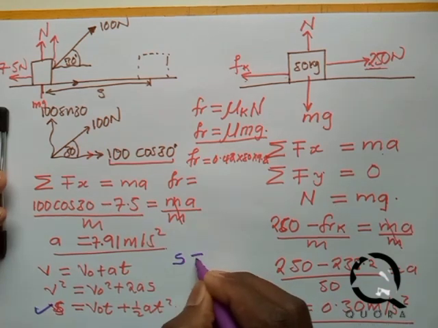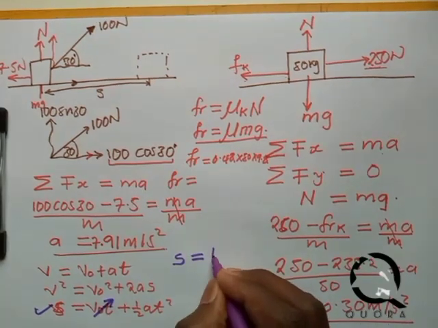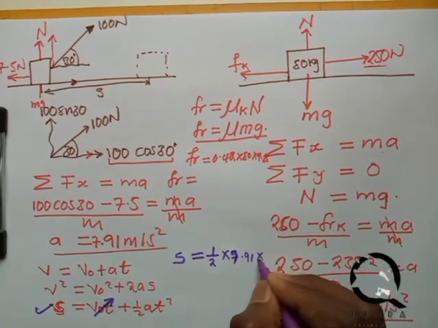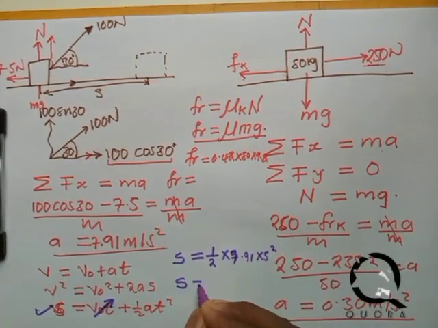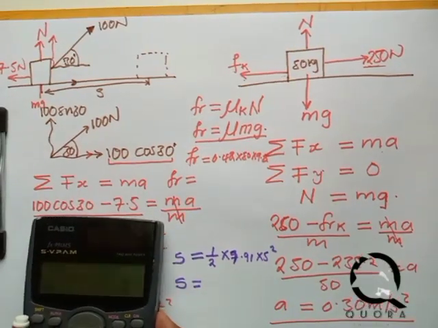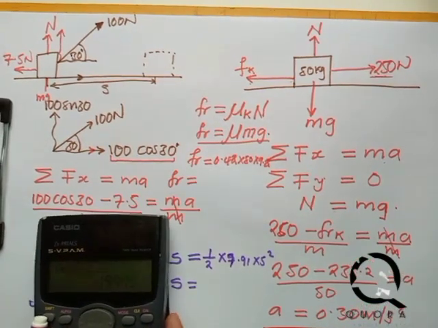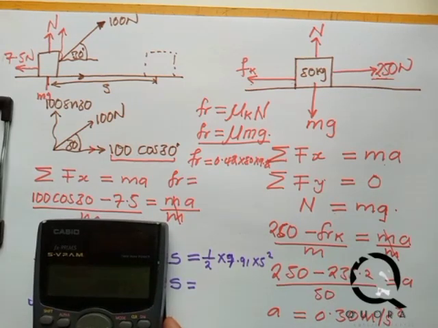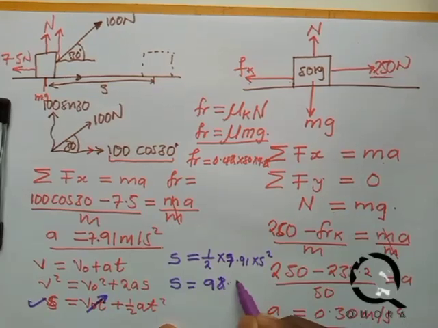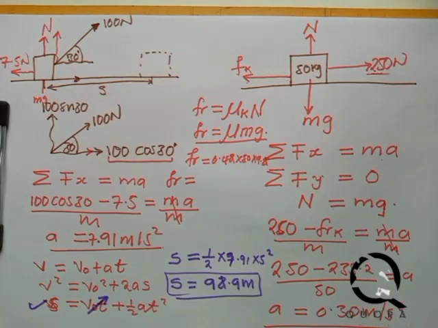I'll say S has to be equal to, this term is going to be cancelled because the initial velocity is 0, then we are going to have 1 over 2 multiplied by 7.91 multiplied by 5 squared. The distance that the object is going to cover is calculated like 7.91 multiplied by 5 squared, then divide this by 2, and we are getting 98.88. Just write it as 98.9 to be the distance the object is going to cover.